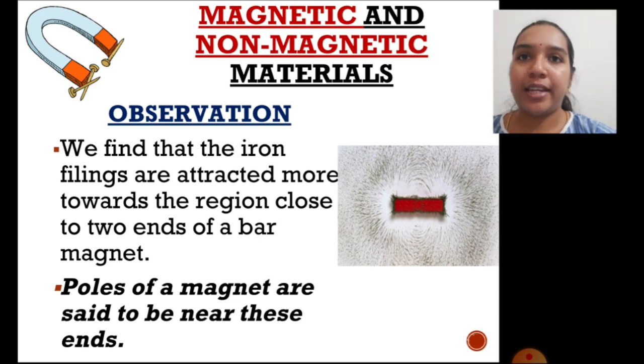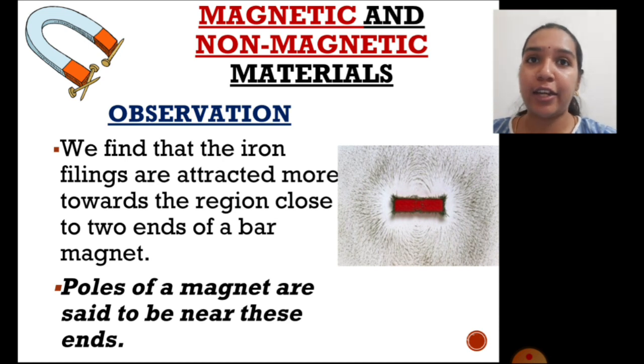What we actually observe is that the iron filings are attracted more at the regions close to the two ends of the magnet. And these two ends are called the poles of a magnet. Poles of a magnet have the high capacity of either attracting any object or repelling it.